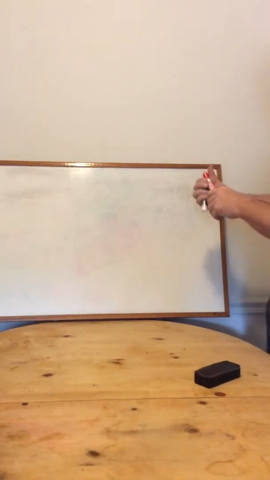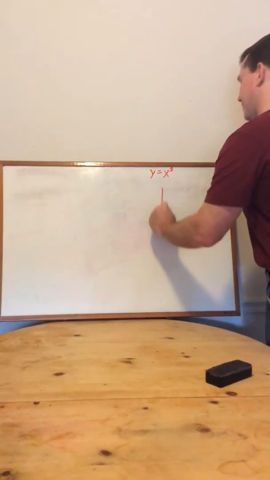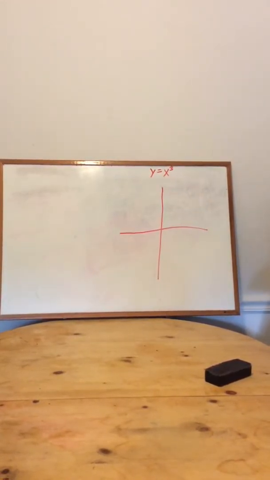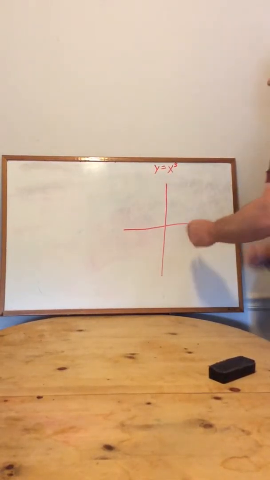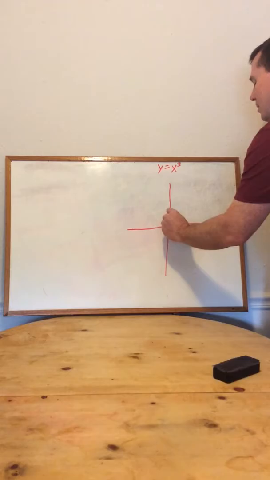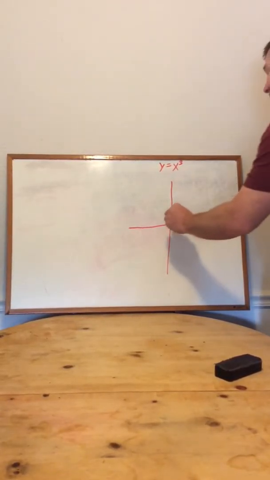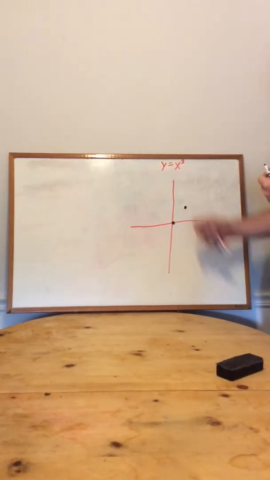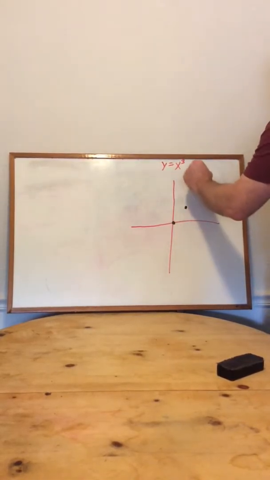So if we did y equals x squared, we might as well look at y equals x cubed and do the same thing. Let's pick values of x and plug them in. If x is 0, y is 0 cubed, which is 0. If x is 1, 1 cubed is 1, so y is 1. If x is 2, y is 2 cubed, which is 8, so at 2 we get 8.